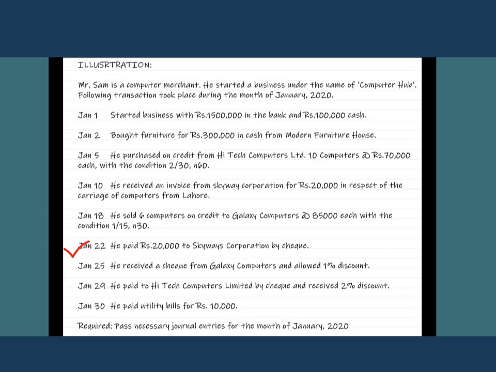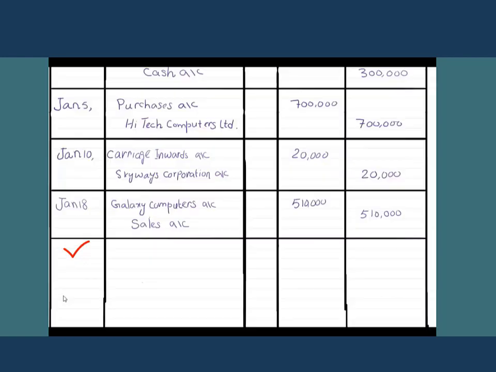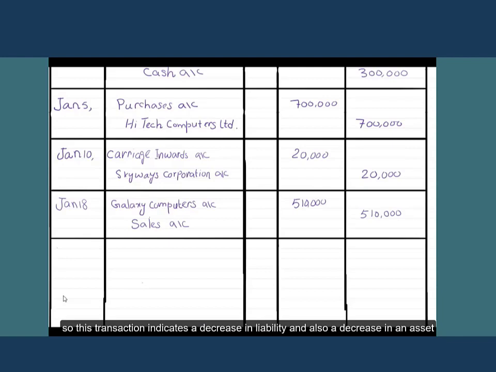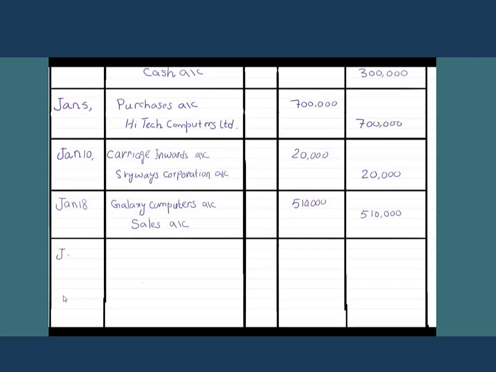On January 22, Mr. Sam paid rupees 20,000 to Skyways Corporation by check. So this transaction indicates a decrease in liability and also a decrease in an asset. So the journal entry would be January 22, Skyways Corporation account is debited by 20,000 and bank account is credited by 20,000.